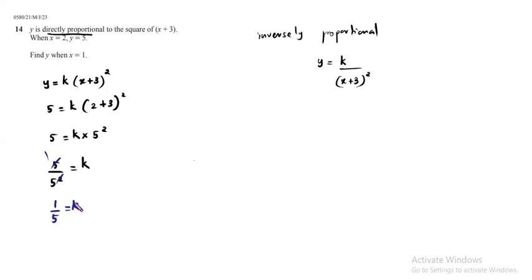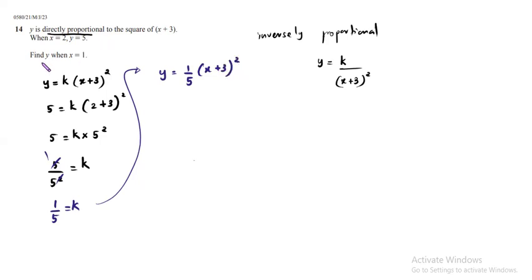Now that I know that the value of k is 1/5, I can substitute this back into the equation that we have here, to replace the value of k with this 1/5. So that's going to be y is equal to 1/5, I'm going to replace this k with 1/5, times x plus 3 with the square.